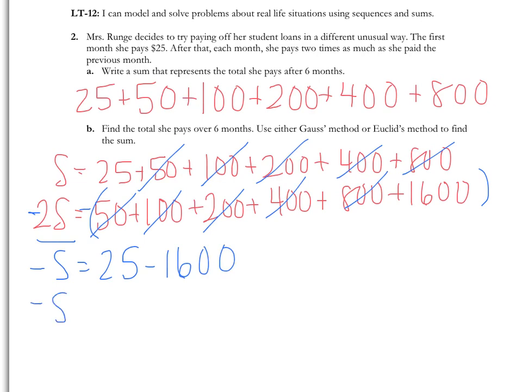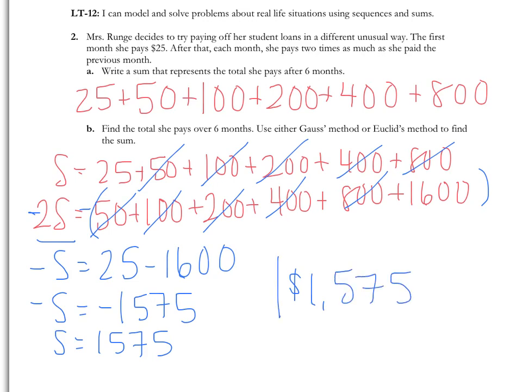So we can simplify the right-hand side a bit. 25 minus 1600 is negative 1,575. So therefore the sum itself is 1,575. So over the course of 6 months, using this payment plan, I pay $1,575.